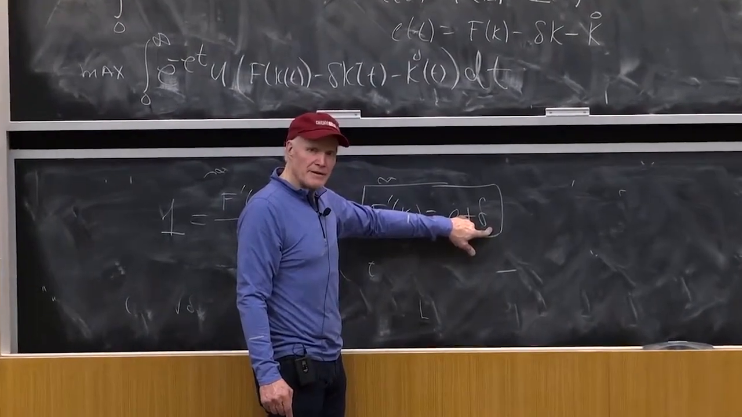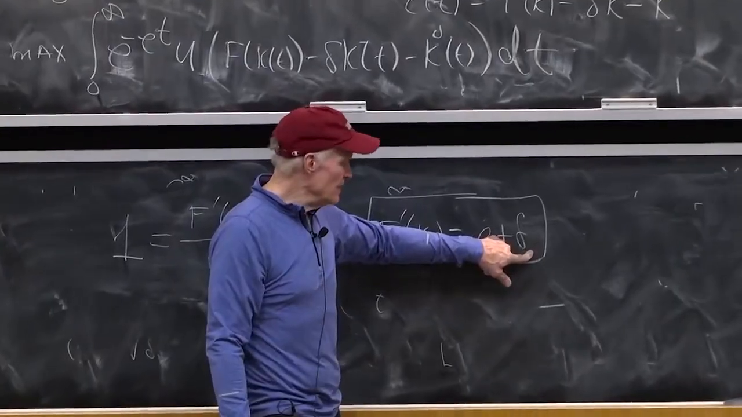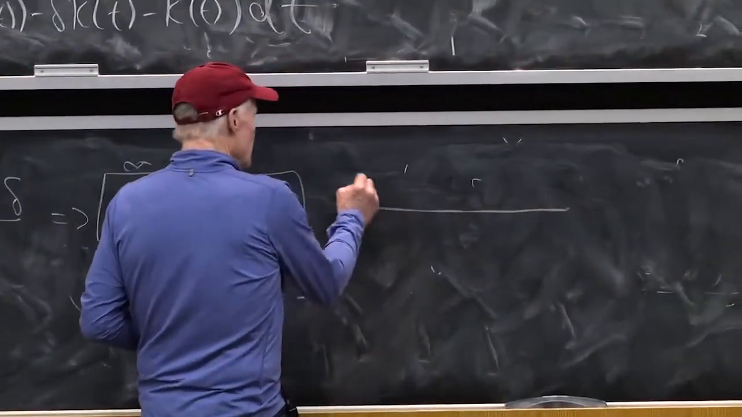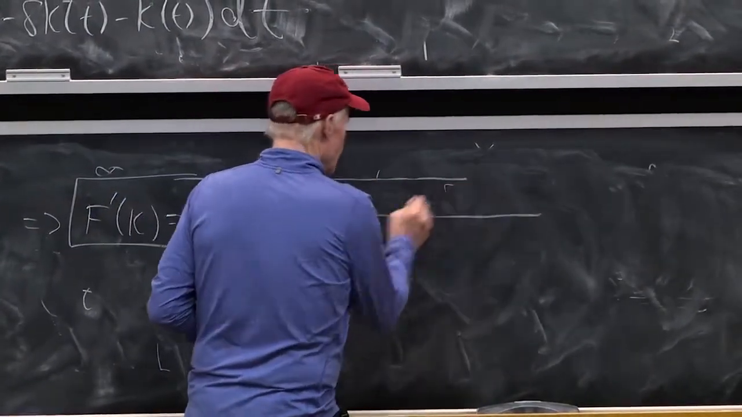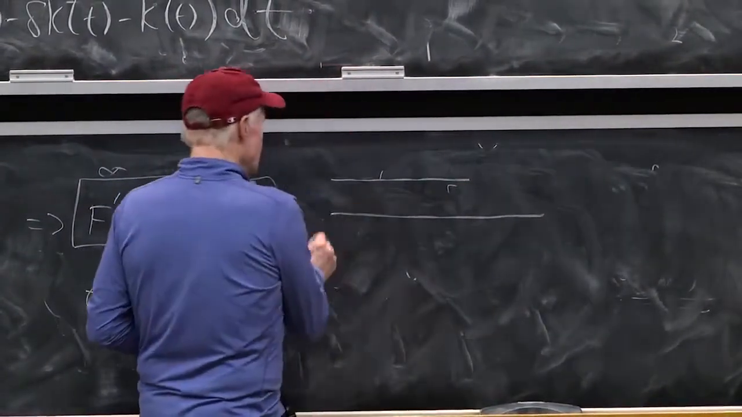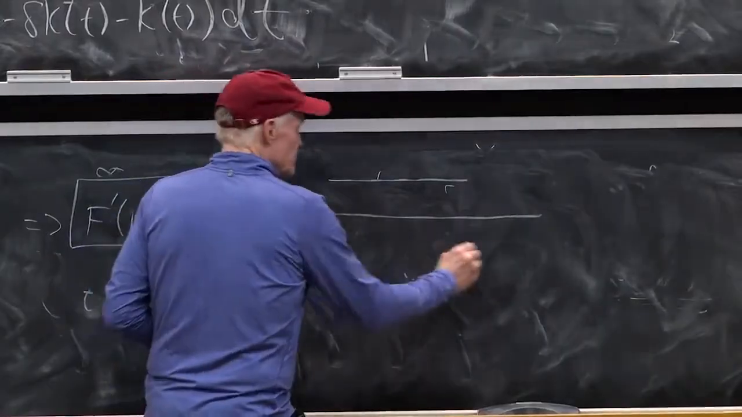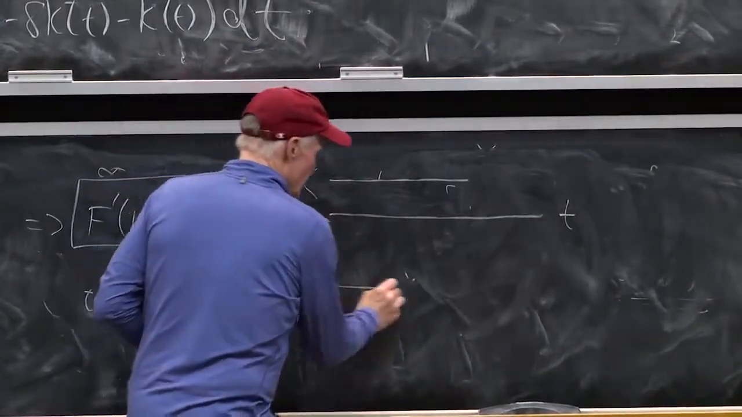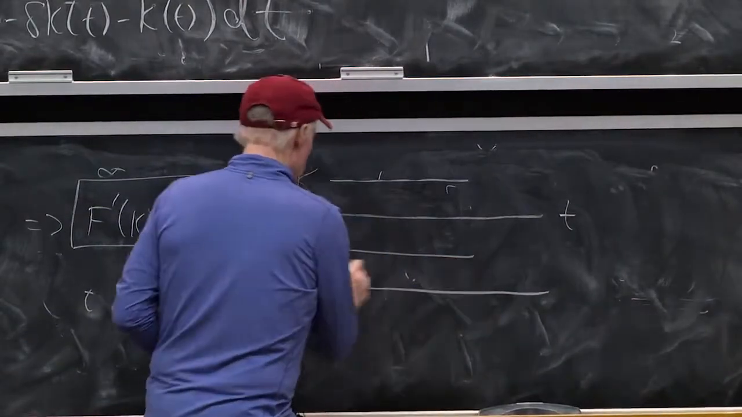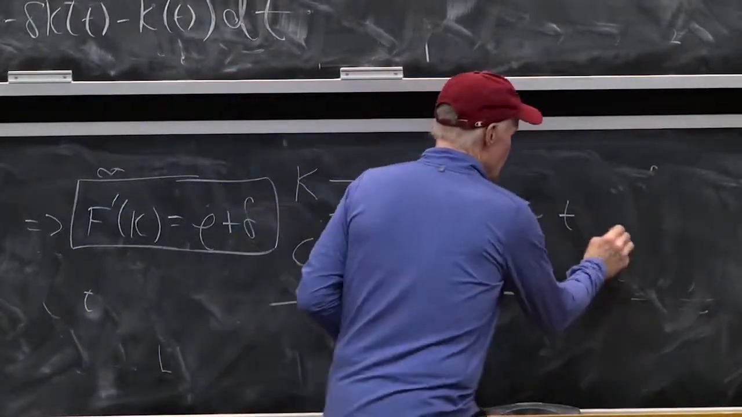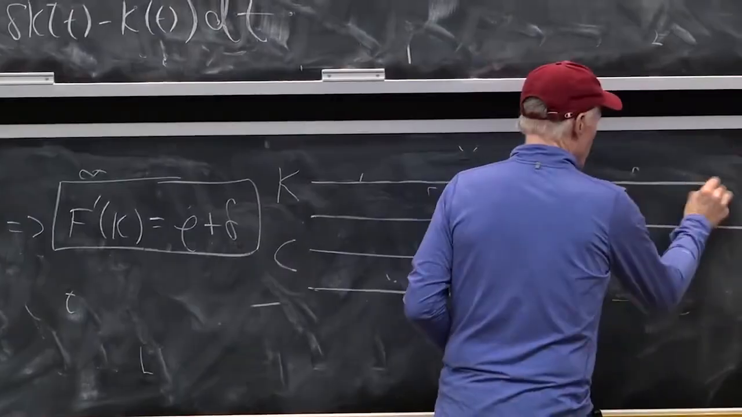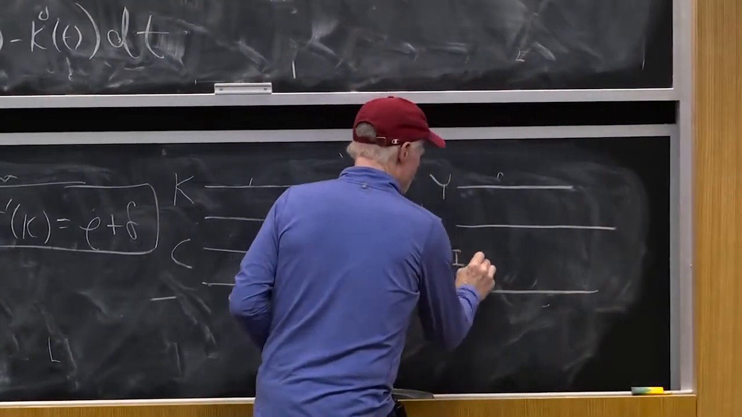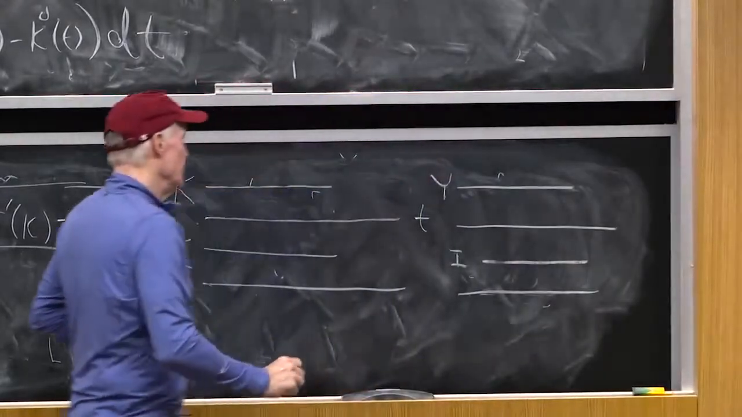How does that happen? What does that mean? So let's say, for example, go back to my previous way of looking at the world. Let's say we had a steady state. So my steady state, here's T, here's K, here's C, here's Y, and here's I. That's my steady state. Okay?